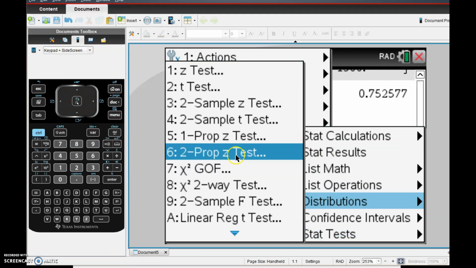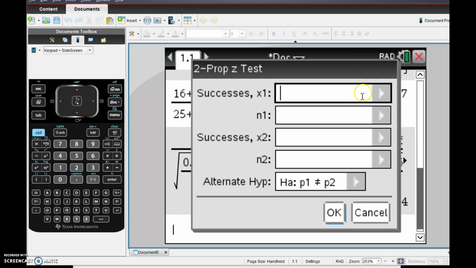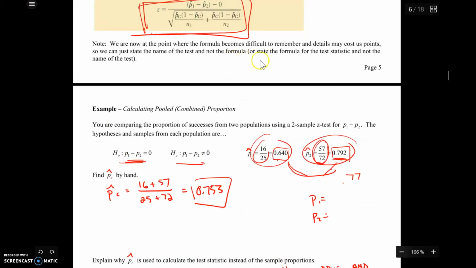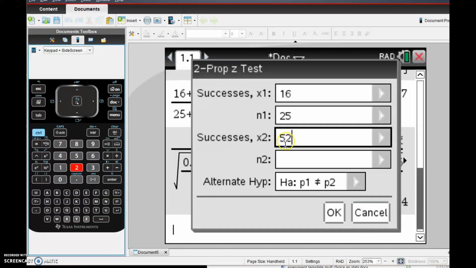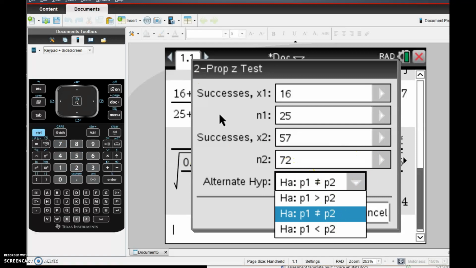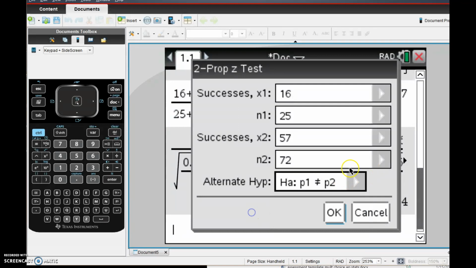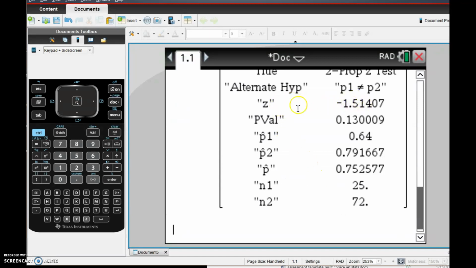Stat tests. This is a 2 proportion z-test. Successes, 16 out of 25. And 57 out of 72. Alternate was, what was it, two-sided? Shouldn't really matter, because whether it's one-tailed or two-tailed, the direction only impacts the p-value.